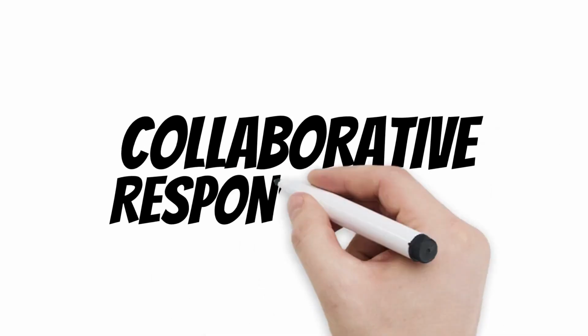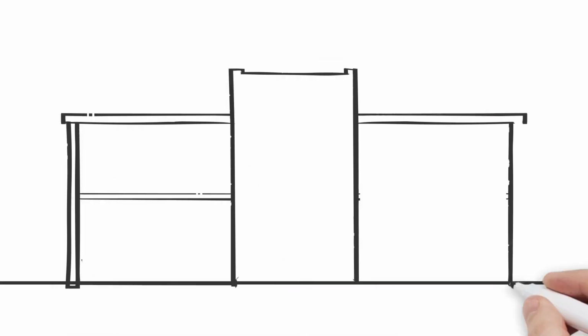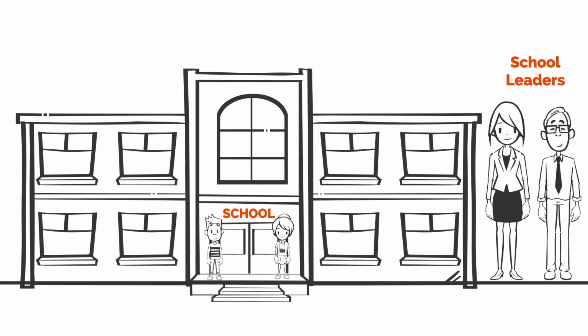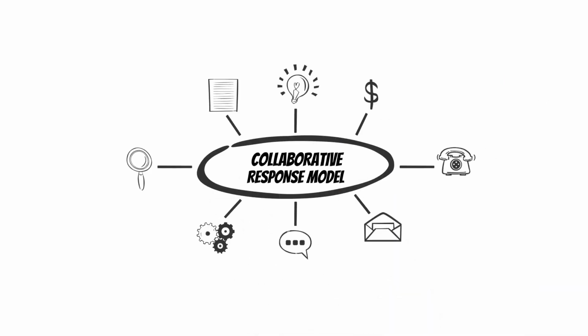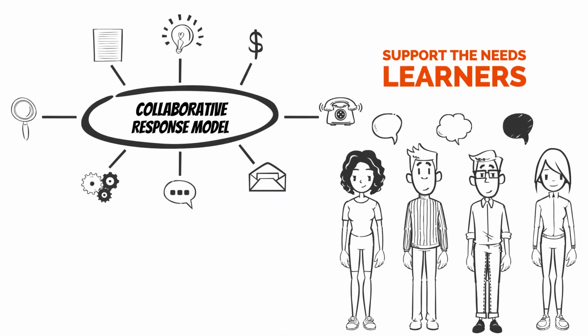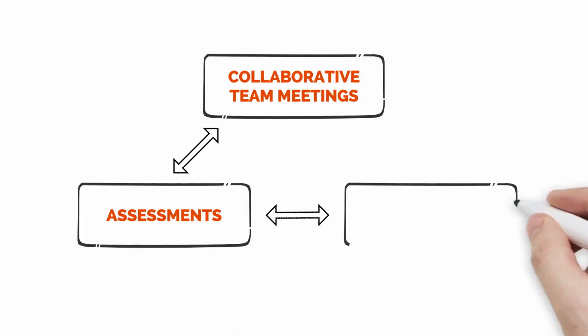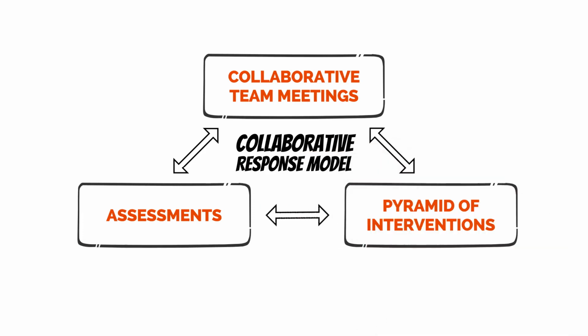The collaborative response model is a framework to assist schools and school leaders in the establishment of effective systemic structures to support the needs of all learners. There are three main components integral within the collaborative response model.